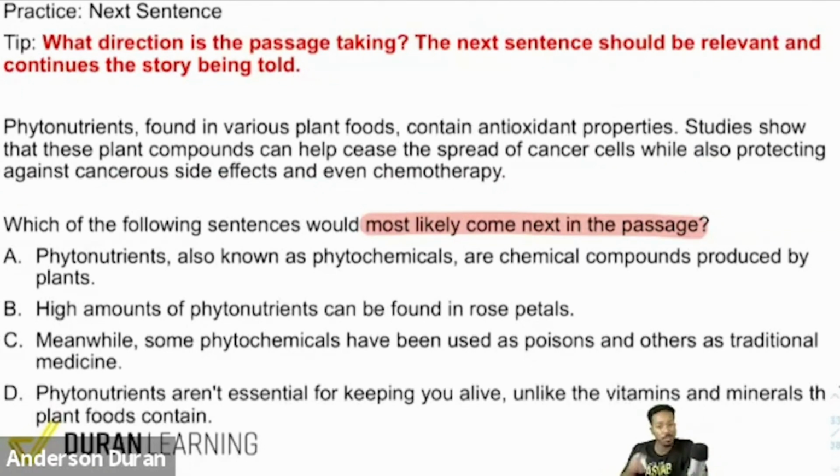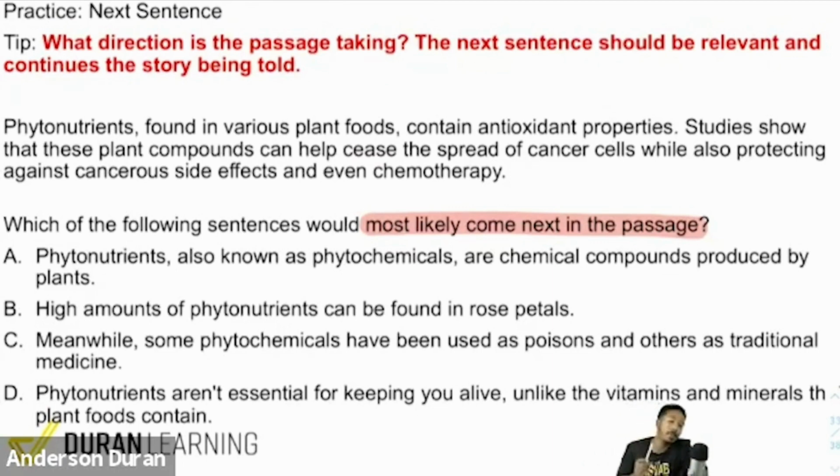So it looks like, and tell me if you agree with me, everybody, in the first sentence we talk about this idea of phytonutrients. Then we talk about what it has. Then we talk about its benefits. And so to me, doesn't it sound like the next sentence should talk about phytonutrients in some way, shape, or form? Maybe extend the conversation a little bit, maybe some more information about them. Yes or no? Is that fair to say? Great. That's pretty safe to say across the board. I think we can all agree with that.